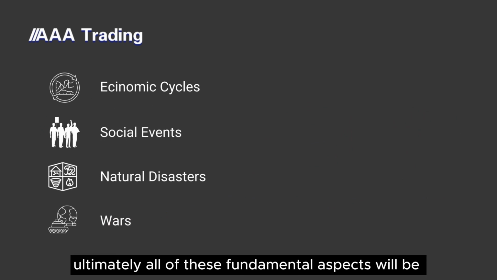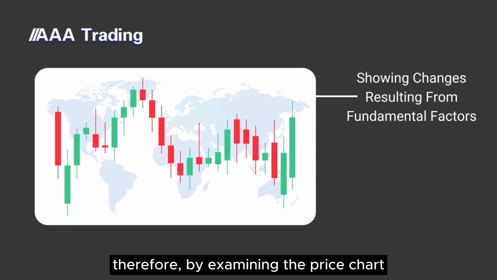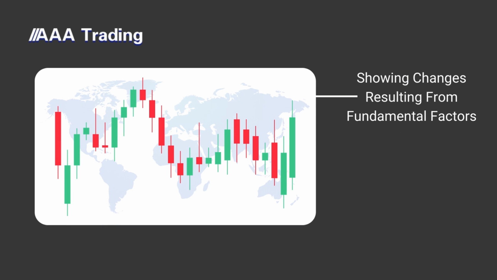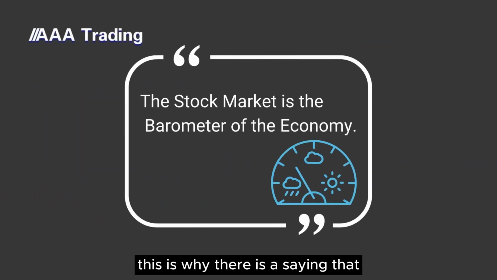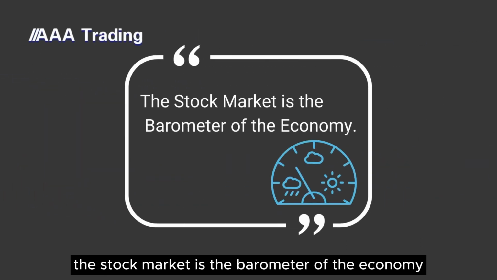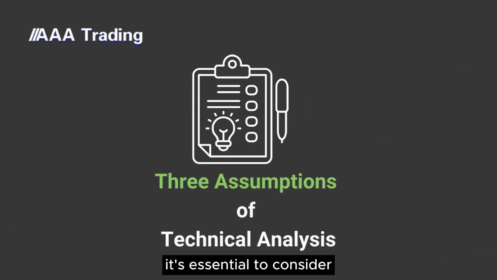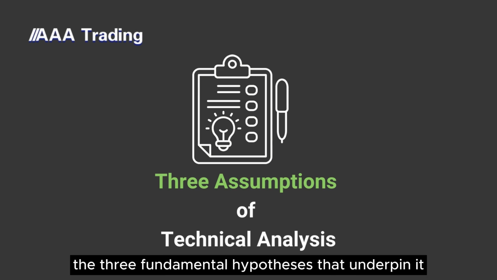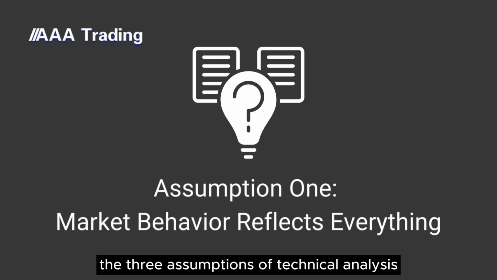Ultimately, all of these fundamental aspects will be reflected in the price changes of the underlying asset. Therefore, by examining the price chart, one can visually observe the changes that have been synthesized from the fundamental factors. This is why there is a saying that the stock market is the barometer of the economy. When discussing technical analysis, it's essential to consider the 3 fundamental hypotheses that underpin it. Now, we will introduce the 3 assumptions of technical analysis.